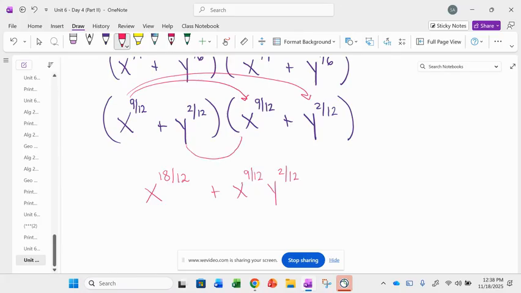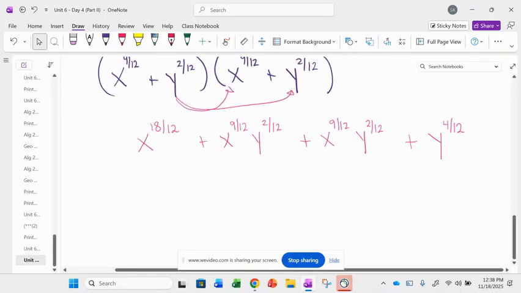And now we're going to do the y to the 2/12 times x to the 9/12, which once again is x to the 9/12, y to the 2/12. And then lastly, y to the 2/12 times y to the 2/12 is going to be y to the 4/12. Are we good so far? Everybody good? Okay.